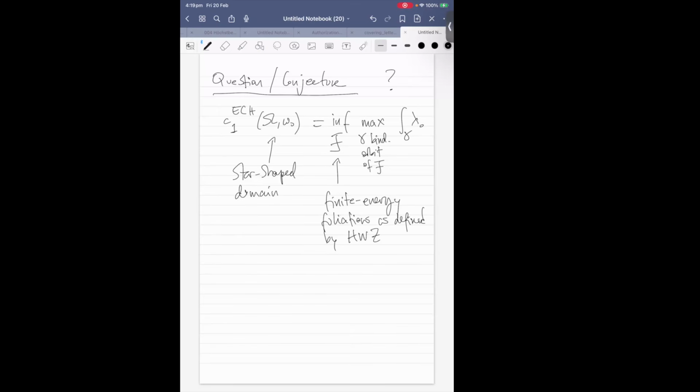Well, I mean, I don't know. It's very hard to guess. As Felix just mentioned, maybe one can read at least one more ECH capacity, but to read all of them, it's too much to hope for, I would say. But yeah, I'm not sure.